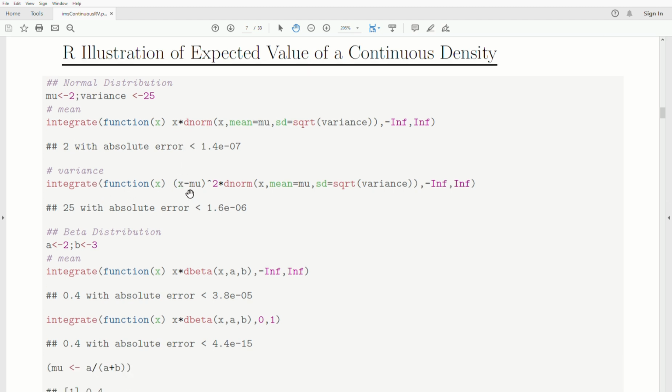And as we should, that's the mean. Now, if we integrate x minus mu quantity squared times the normal density with mean 2 and variance 25 over all possible values, we get 25. So that's the variance, as we should.